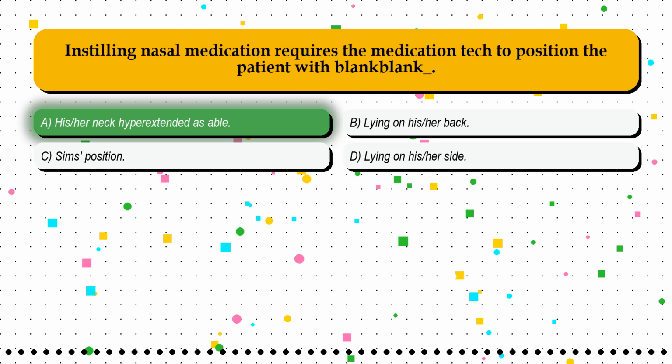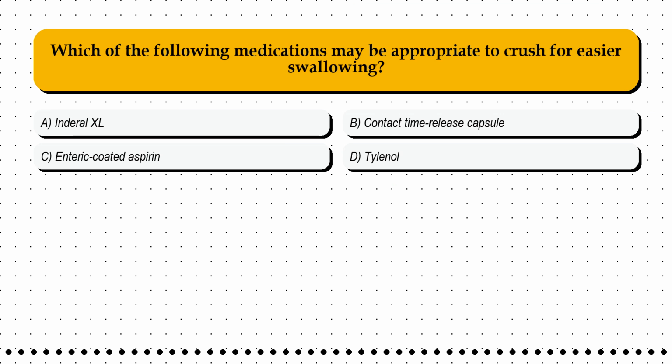The correct answer is option A, his/her neck hyperextended as able. Question 98. Which of the following medications may be appropriate to crush for easier swallowing? Option A, Inderal XL. Option B, Contac time release capsule. Option C, enteric-coated aspirin. Option D, Tylenol.